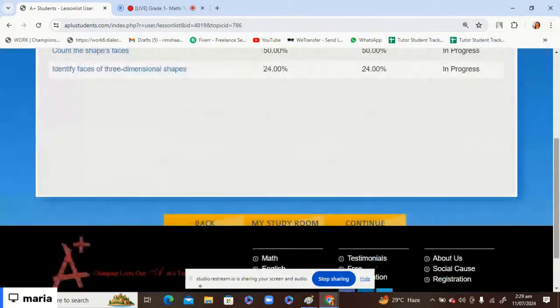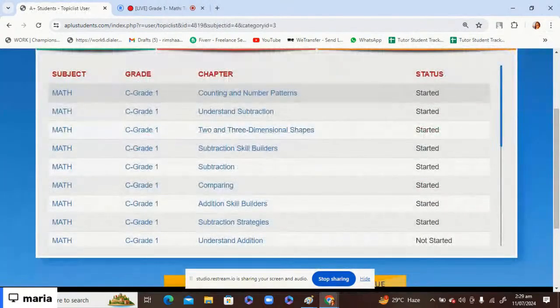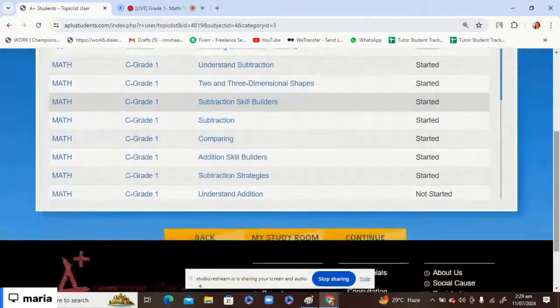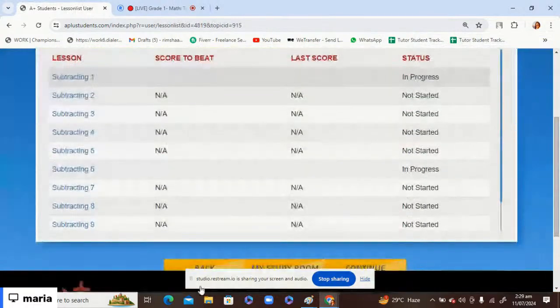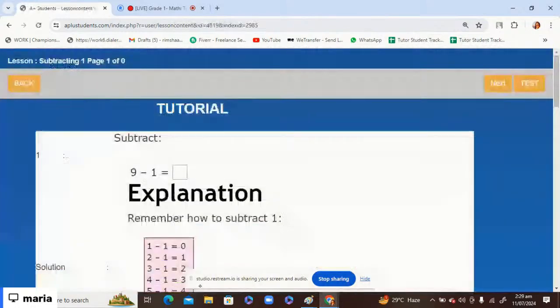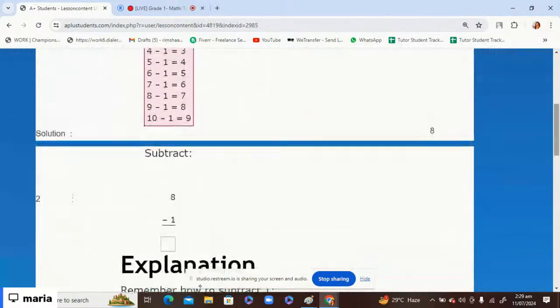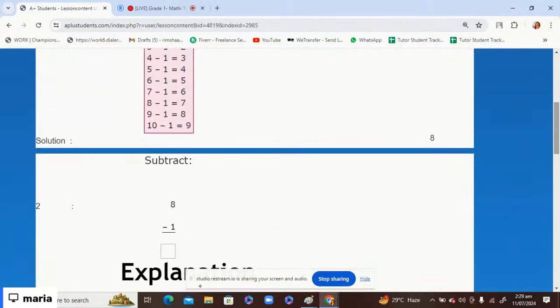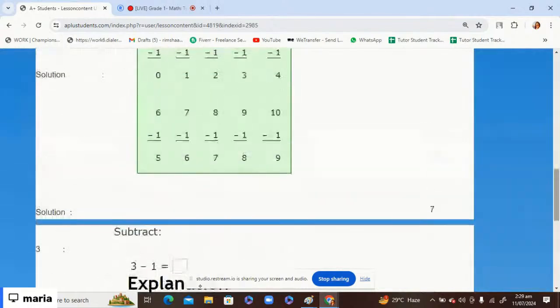So now let's start the next chapter, that is subtraction skill builders. Okay, so let's get started. The first lesson is subtraction. Here we are going to subtract. In this lesson we are going to subtract all the numbers from 1. Got it? So let me just tell you.